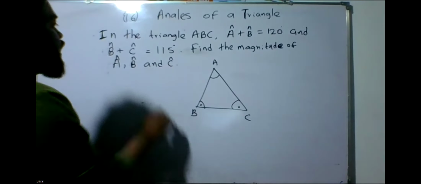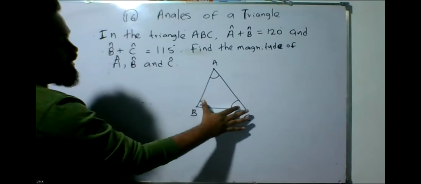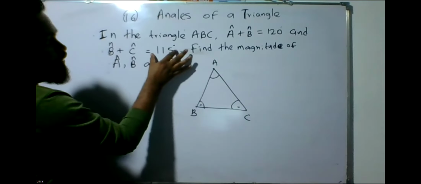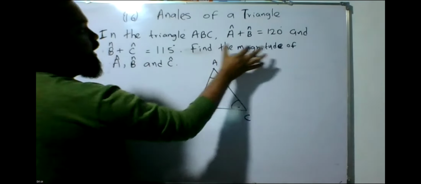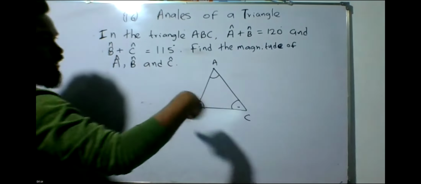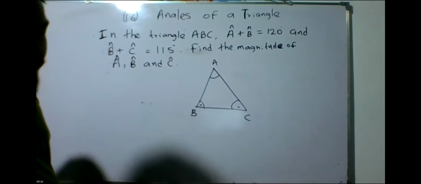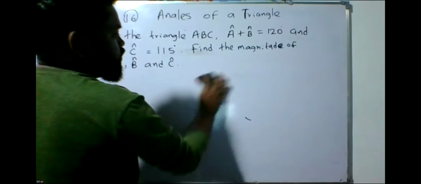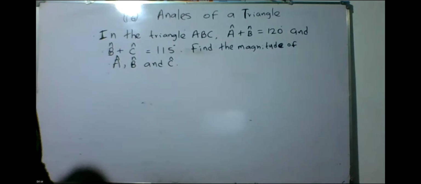Right? And B plus C, the sum of these two is 115. We have to find the magnitudes of the angles A, B and C separately. This is your task. Now start. Copy down the question and start.